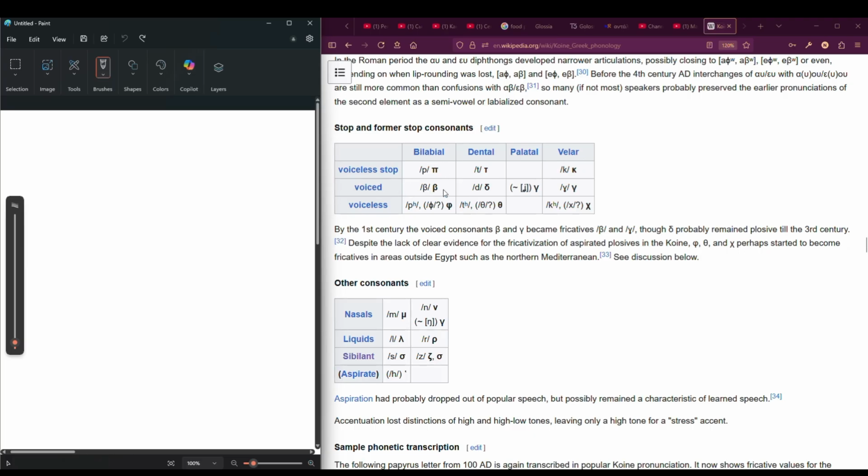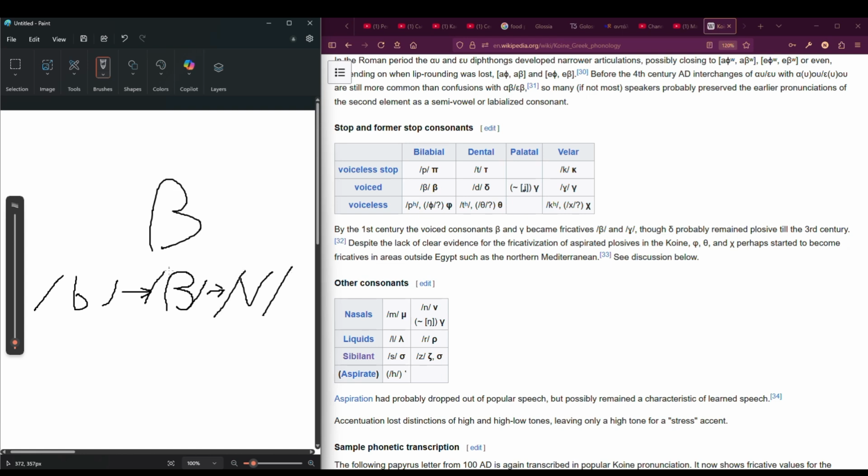P, t, k, reading it as is. There's some dispute about when beta starts to turn into what would it be, an approximant. But eventually in modern Greek we're getting to a v. At some point it was probably a b, and then it goes in between to something that is IPA represented. Let's say from b to what we represent as a beta to a v.